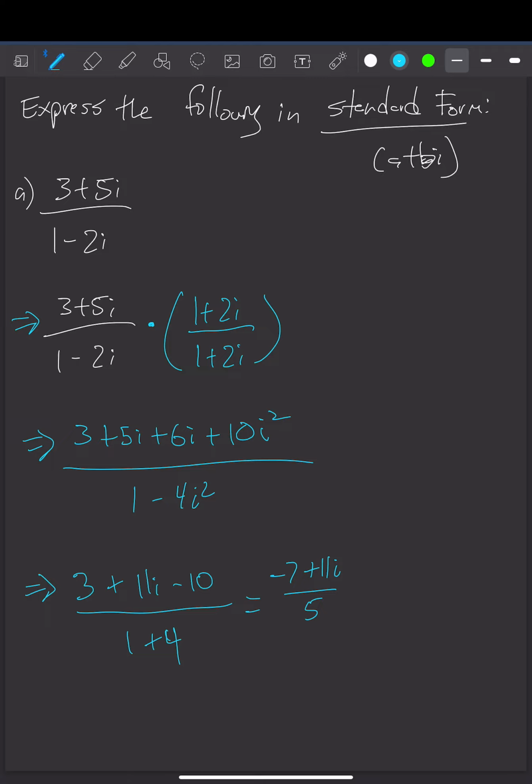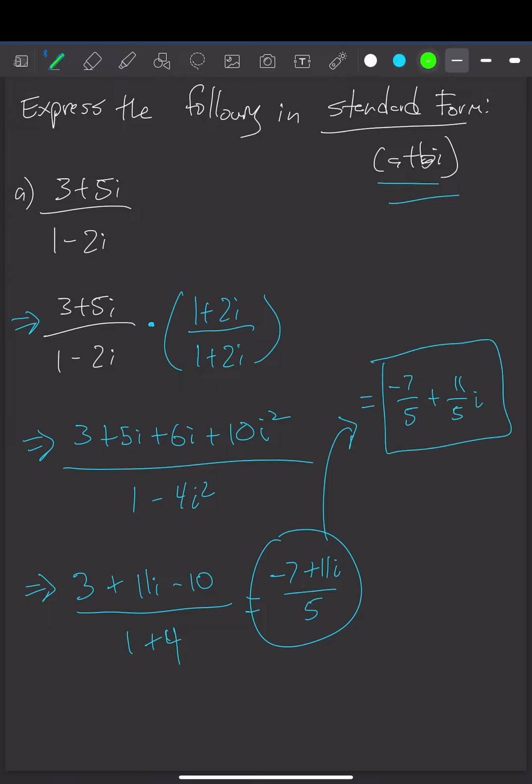But since they want it in standard form, the way you write this would be negative 7 over 5 plus 11 over 5i. Hence, a plus bi. And that would be your final answer for this particular problem. But yeah, the conjugate is always important. Well, what if we have another problem?